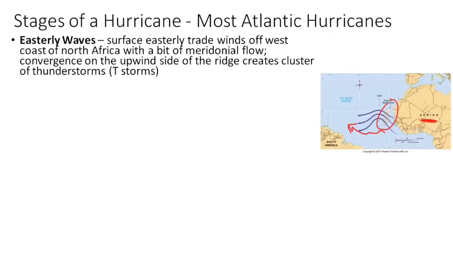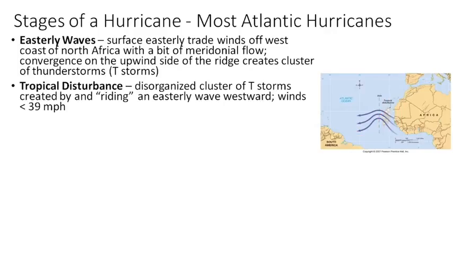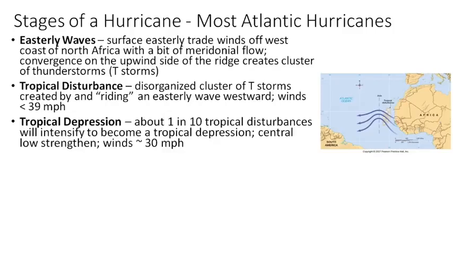So these easterly waves then carry a set of thunderstorms called tropical disturbances. So tropical disturbances are the kernel of a weather event that may turn into a hurricane for us. Notice that tropical disturbances have wind speeds of less than 39 miles per hour.